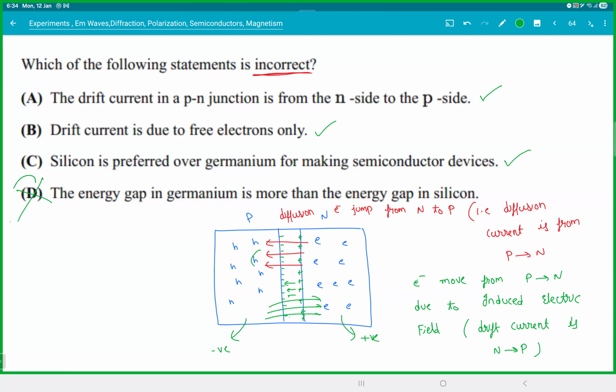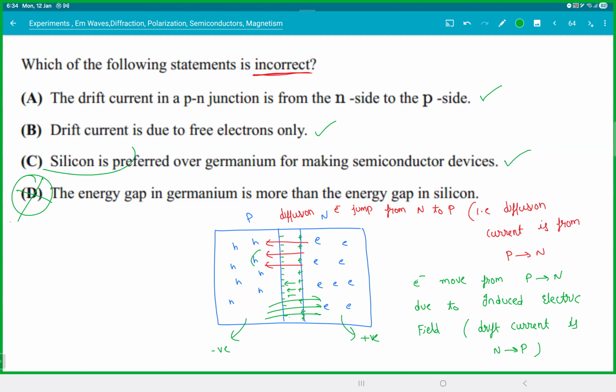So that is your answer. The energy gap, so even if you don't know A, B, C, D is the most straightforward, you could have figured it out. The energy gap in germanium is how much? 0.3, na? Silicon is 0.7. That was clear, that is a mistake. Now remaining 3, you don't even remember what it is, we do it.